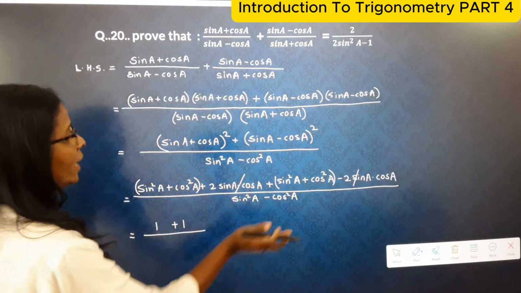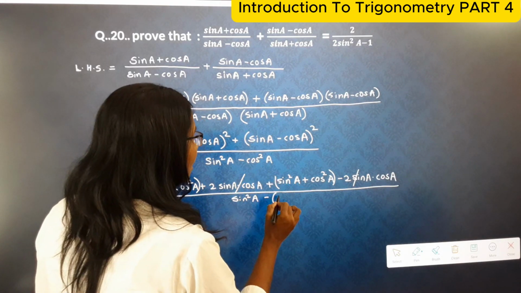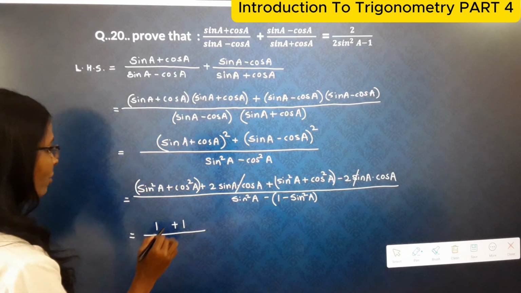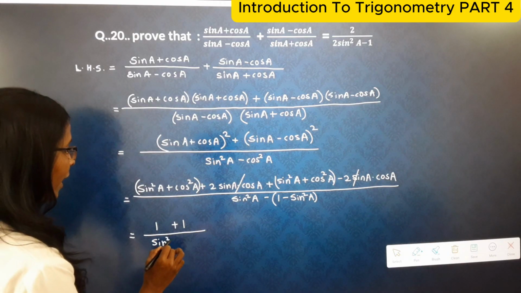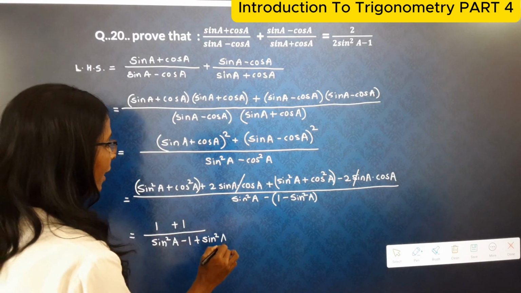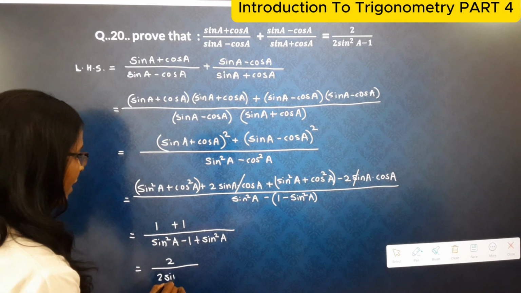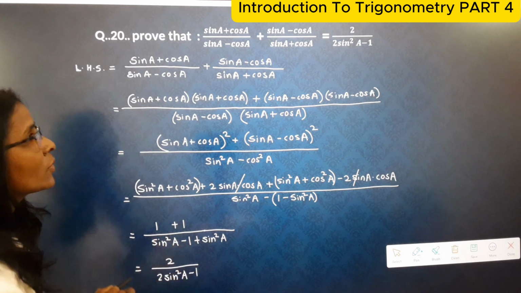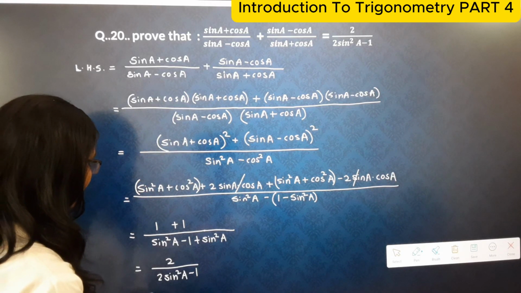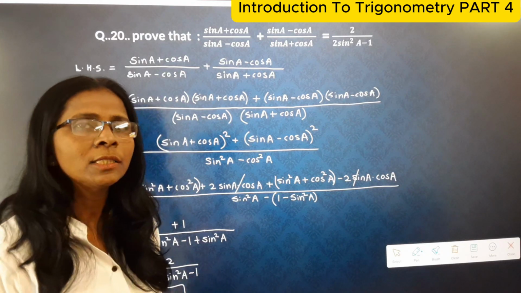So now here at this step, we write that minus cos square A means 1 minus sin square A. Okay. So now here we simplify sin square A minus 1 then plus sin square A. Okay. So that means 2 upon 2 sin square A minus 1. Okay student. So see here which will be the RHS. So here LHS is equal to RHS. So hence it is proved.